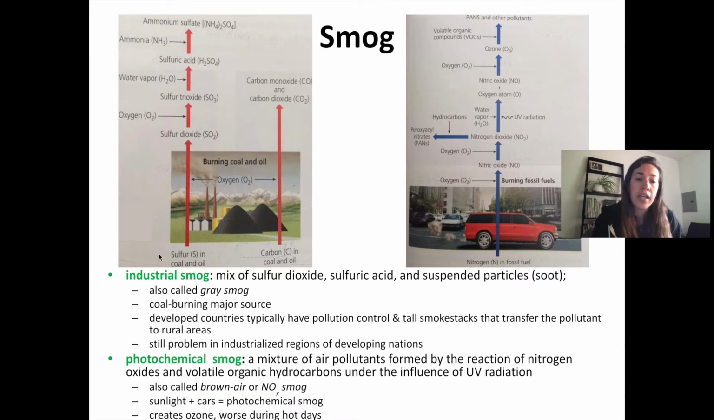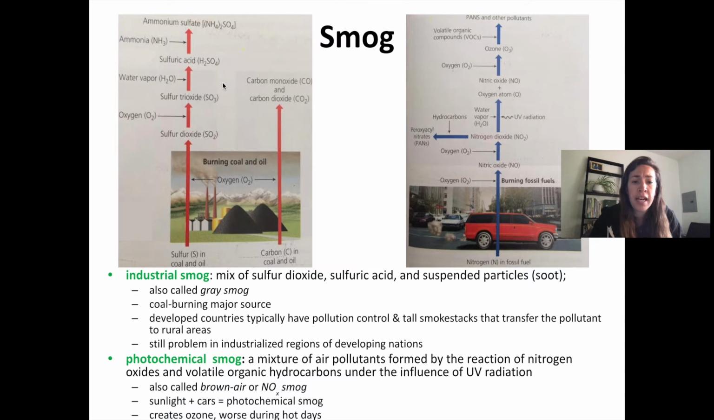Sulfur in coal and in oil is going to combust and create sulfur dioxide. When this interacts with oxygen, we create sulfur trioxide. When it interacts with water vapor in the atmosphere, we create sulfuric acid. And if it interacts with ammonia, we create basically an ammonium sulfate. And these materials are going to contribute to acid deposition.